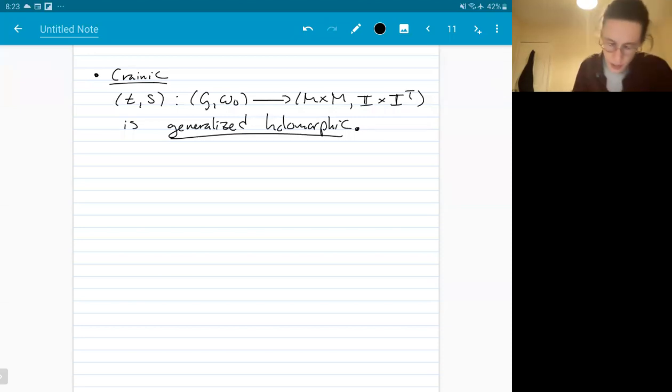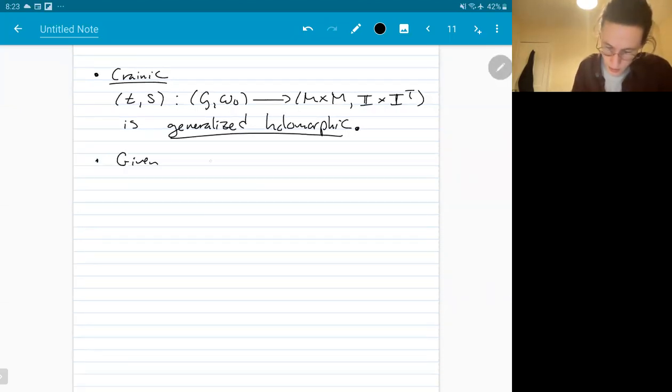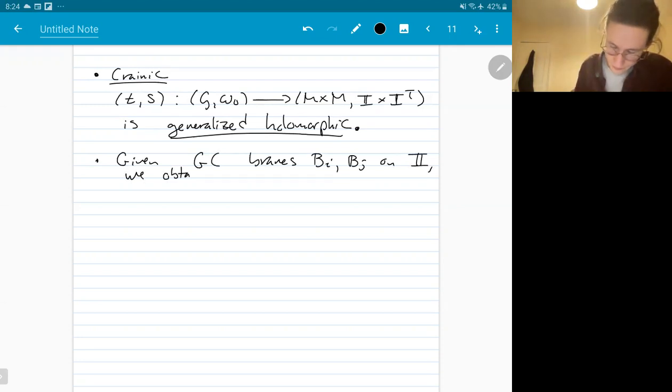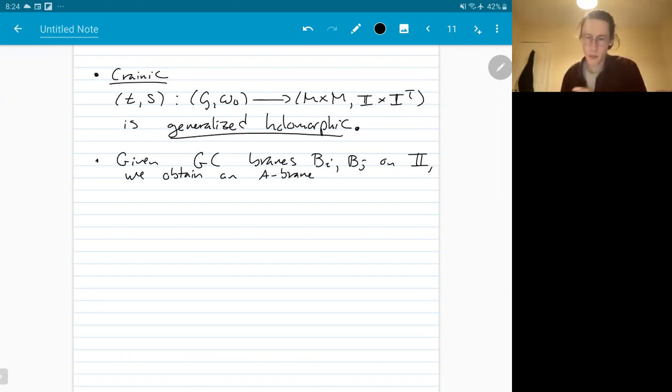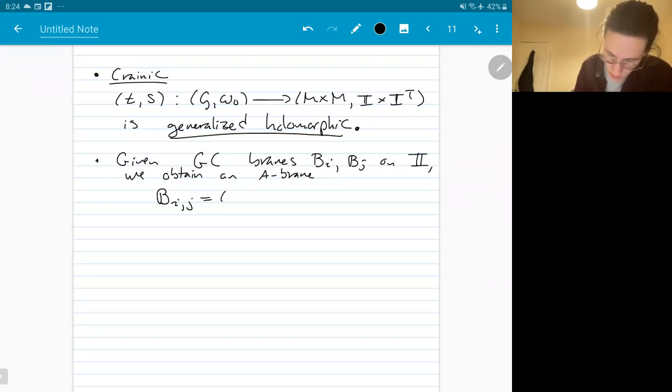So the upshot of this is that given GC branes, B_i and B_j on the GC manifold, we can pull them back to obtain an A brane. Because the nice thing about generalized holomorphic maps is that they allow you to pull back branes. So we get to this brane B_ij, which is the pullback by this map of B_i times B_j.